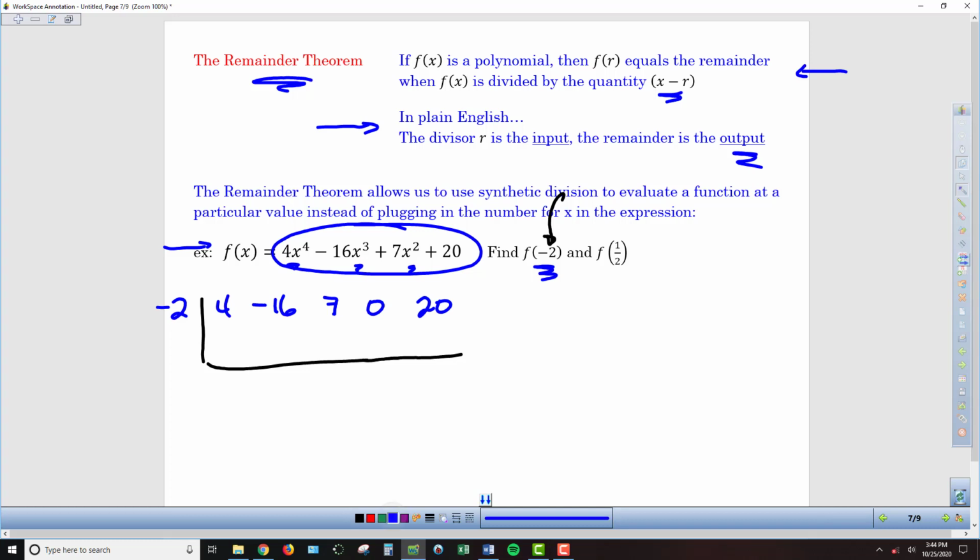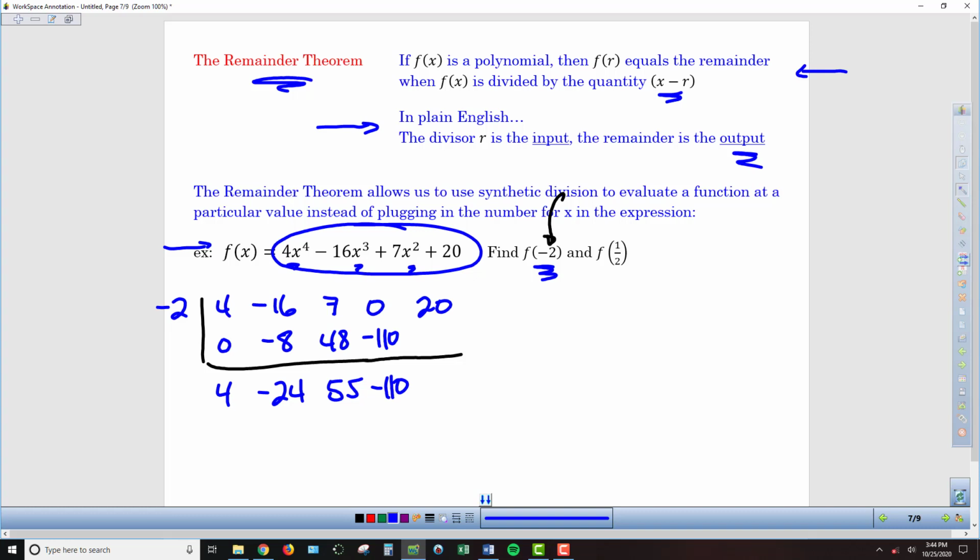So if we extend this a little bit, now we can go ahead and do our synthetic division. I bring down the 4 to get us started, and then we multiply on the diagonal. Negative 2 times 4 is negative 8. Add in the vertical direction. Negative 16 plus negative 8 gives us negative 24. Multiply on the diagonal. Negative 2 times negative 24 is 48. Add in the vertical, 55. Multiply on the diagonal. Negative 2 times 55 is negative 110. Add in the vertical direction, so 0 plus negative 110 is negative 110.